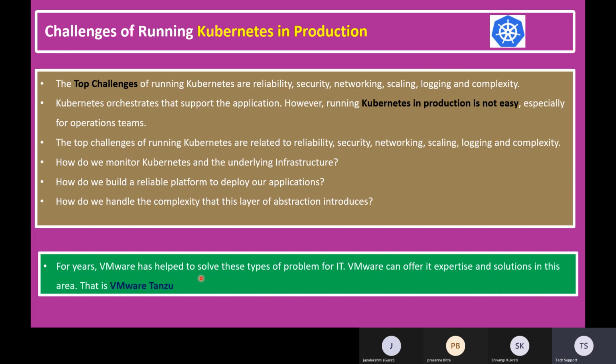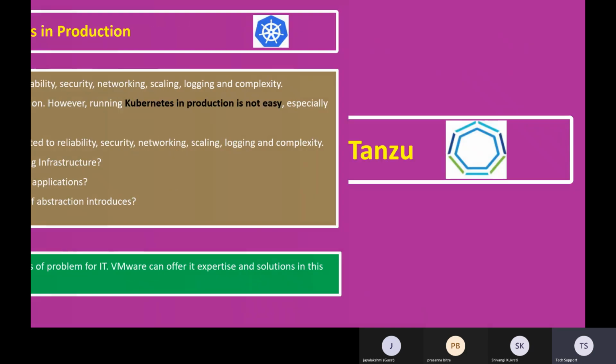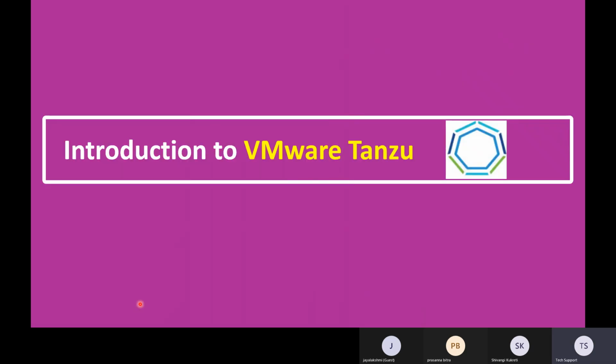For years, VMware has helped solve this type of problem for IT. So VMware can offer its expertise and solutions in this area, that is VMware Tanzu. VMware Tanzu is mainly an enterprise Kubernetes software. That enterprise Kubernetes software, we call it TKG, Tanzu Kubernetes Grid. Now it's time to introduce VMware Tanzu. This is the icon for VMware Tanzu. It's a group of products involved in VMware Tanzu.